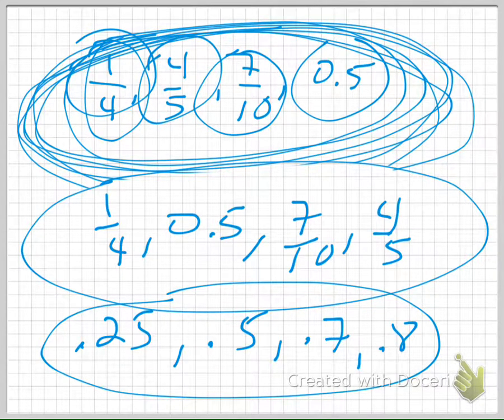Make sense? There's going to be some negatives there. You should be able to do that very easily. You should know that a bigger negative is smaller, right? A bigger negative is smaller.